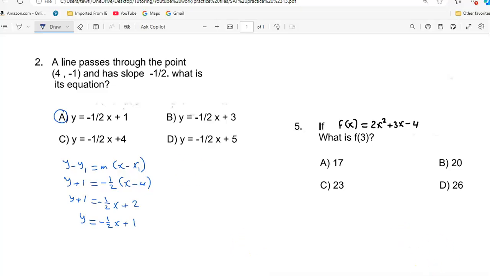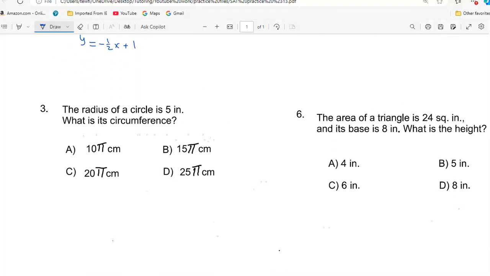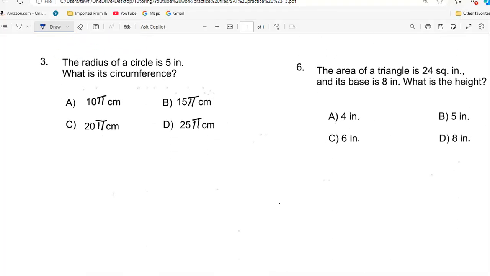For the third one, we have the radius of a circle is 5 inches. What is the circumference? Alright, give it a try. Here it is. So we're looking for the circumference. What is the circumference? 2 pi r, and r is the radius. The radius is 5. So we substitute 5 for the radius, and it will be 10 pi. So the circumference is 10 pi, choice A.